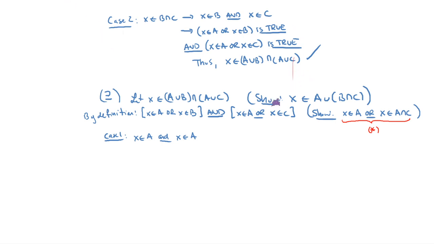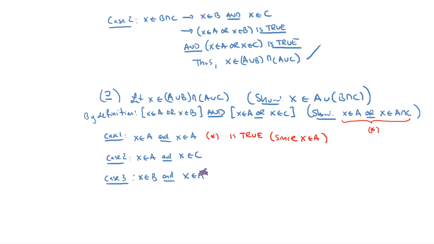So star is true, right? Since x is an element of A, this is satisfied, okay? So similarly, what are some of the other cases? Case 2, we could have x is an element of A and x is an element of C. Case 3, we could have x is an element of B and x is an element of A, right? And then case 4, you could have x is an element of B and x is an element of C over here. And x is an element of C. Okay, so these are your 4 cases if you want this and, right?